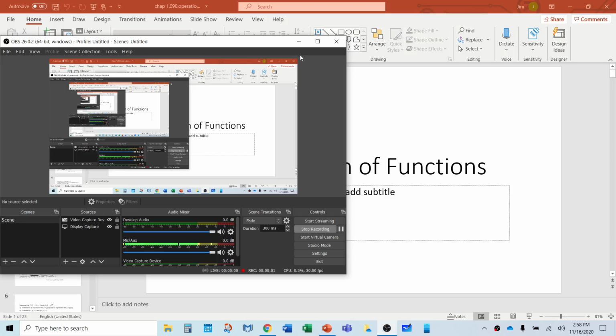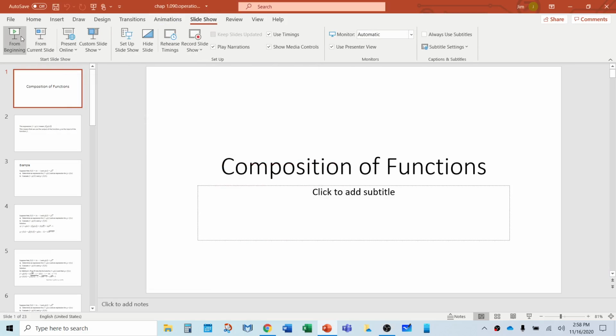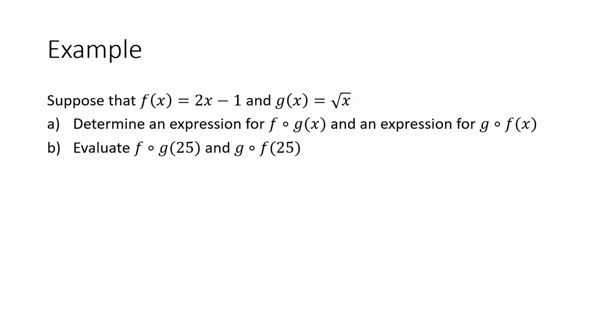In this lesson, we're going to talk about composition of functions. The expression f of g of x means f of g of x. This means that we use the output of the function g as the input of the function f. Okay, so imagine f of x is 2x minus 1 and g of x is root x. Let's get an expression for f of g of x and an expression for g of f of x.